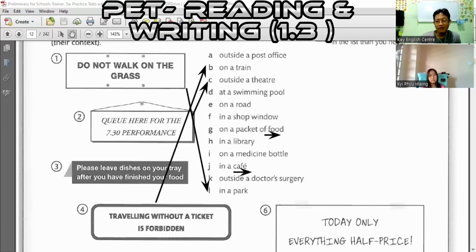Another possible one is, how about shop window? Which is more possible, shop window or in a cafe? They are about food here. Everything half price, shop window. So there is a shop or a shopping mall or store, where we can see this kind of notice. The shop window is more possible. Cafe is also possible.